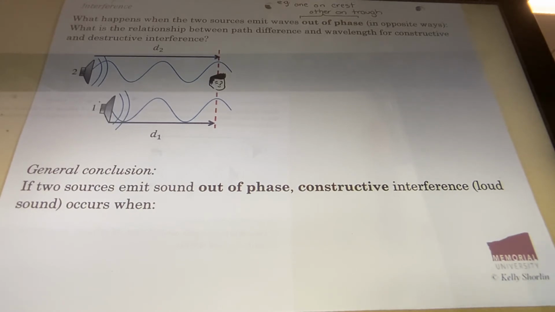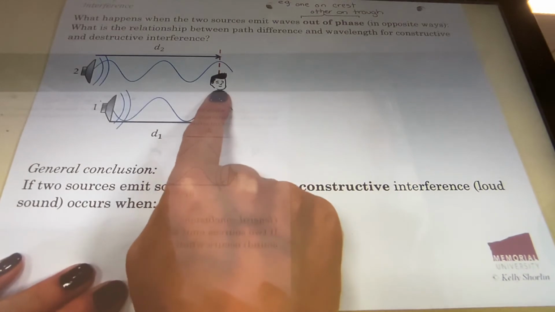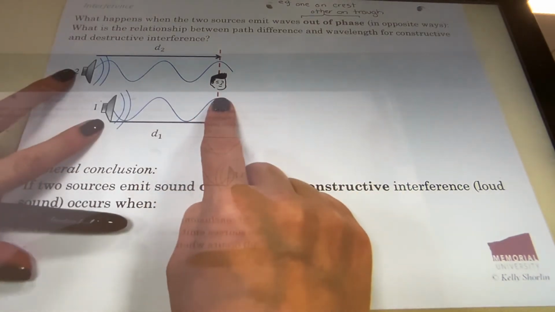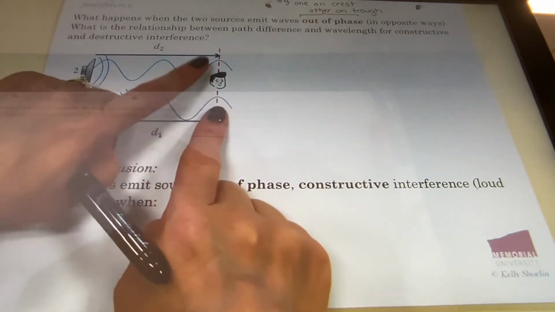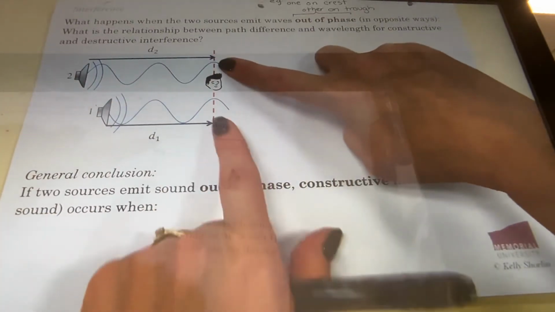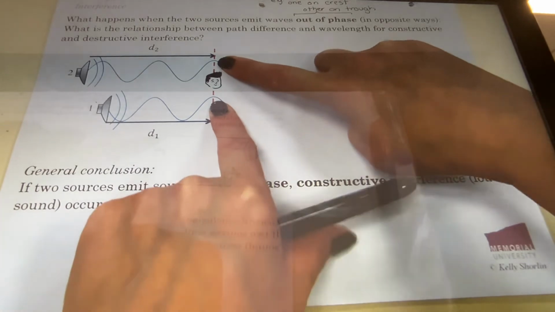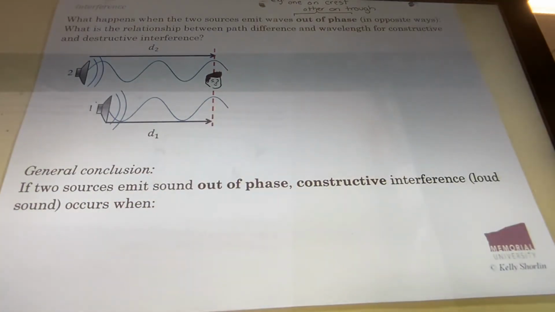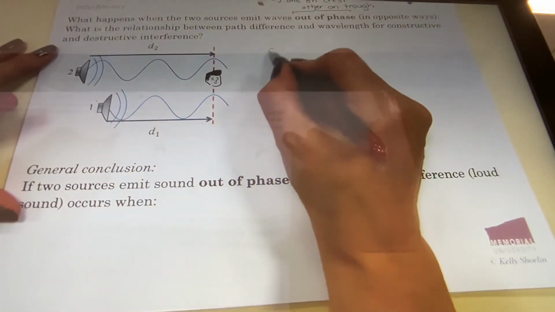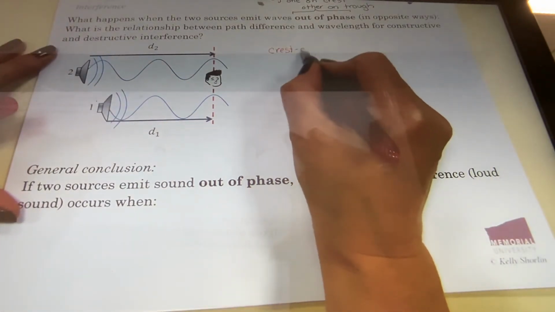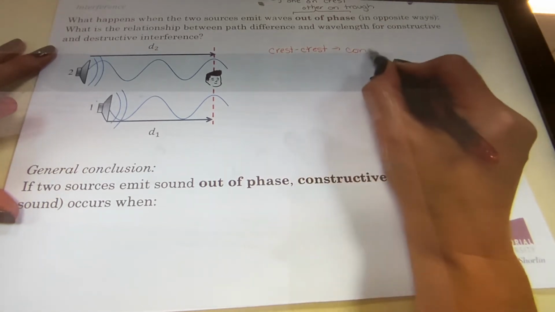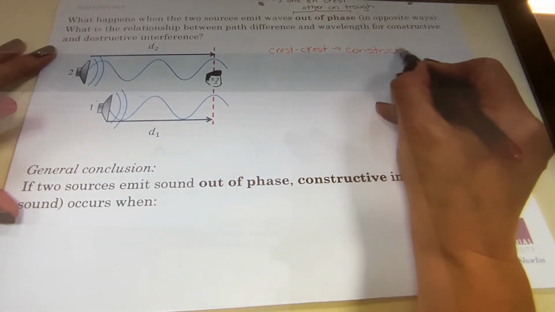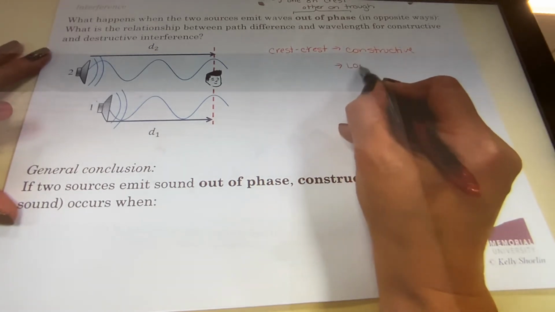So let's go to the same idea. Let's put our person right here. Let's put our speaker set up like this, and let's ask, what does our friend here hear? So the friend is here. The sound from speaker 2 is at a crest. Speaker 1 is at a crest. The waves are meeting crest to crest. That's constructive interference. The person hears loud sound. So what our person hears is, because the waves meet crest to crest, we've got constructive interference, which means we get loud sound.